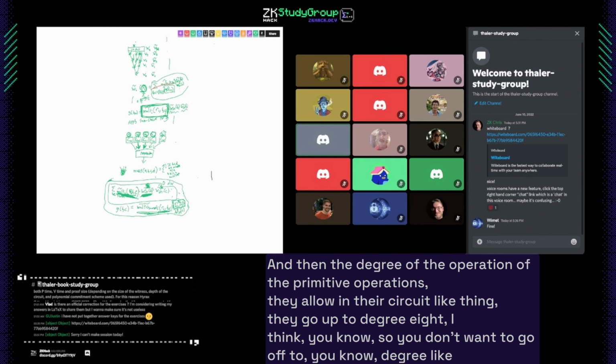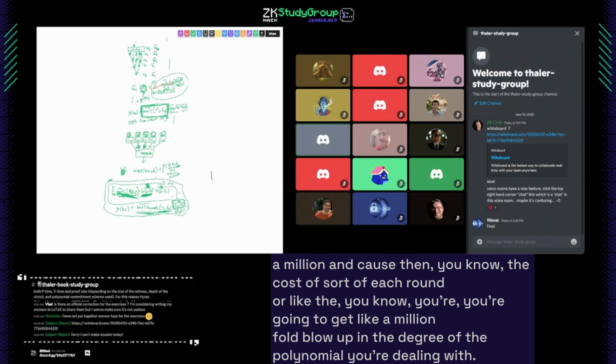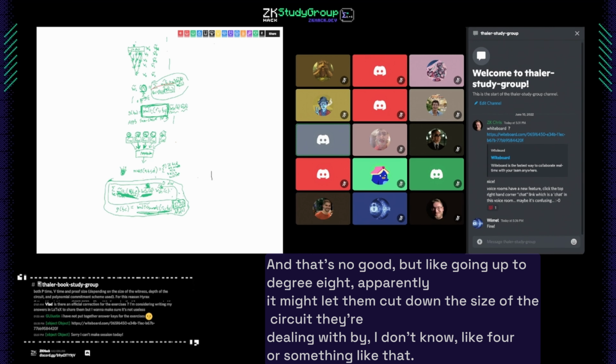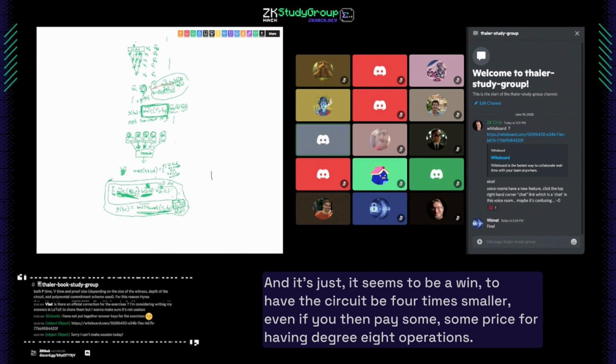So you don't want to go up to degree like 1,000,000, because then you're going to get a 1,000,000-fold blow up in the degree of the polynomials you're dealing with, and that's no good. But going up to degree 8, apparently, might let them cut down the size of the circuit they're dealing with by, I don't know, 4 or something like that. And it seems to be a win to have the circuit be 4 times smaller, even if you then pay some price for having degree 8 operations.